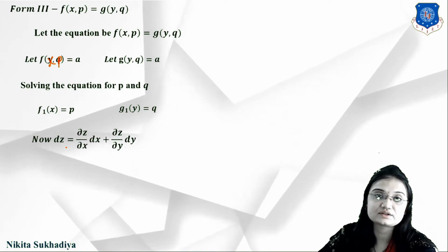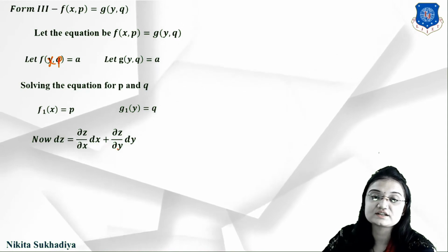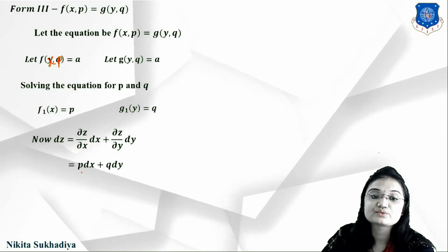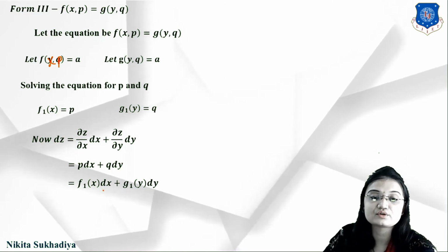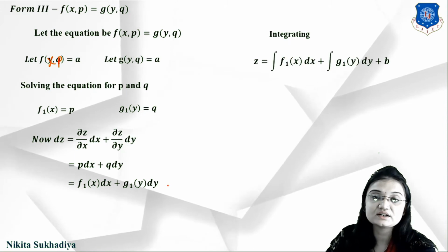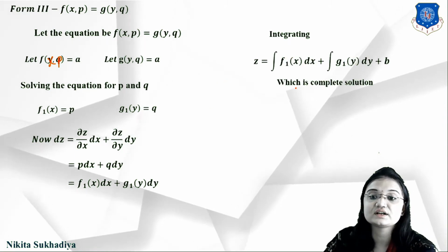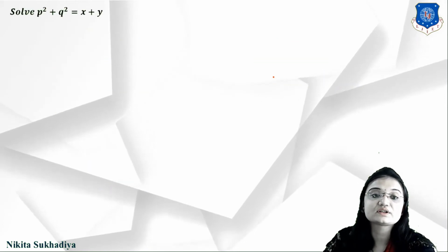So now our solution is dz is equal to ∂z/∂x into dx plus ∂z/∂y into dy, so p into dx plus q into dy. So p is nothing but f1(x) into dx plus g1(y) into dy. And then by integrating both sides, we will get our complete solution. Okay, let us understand with an example.